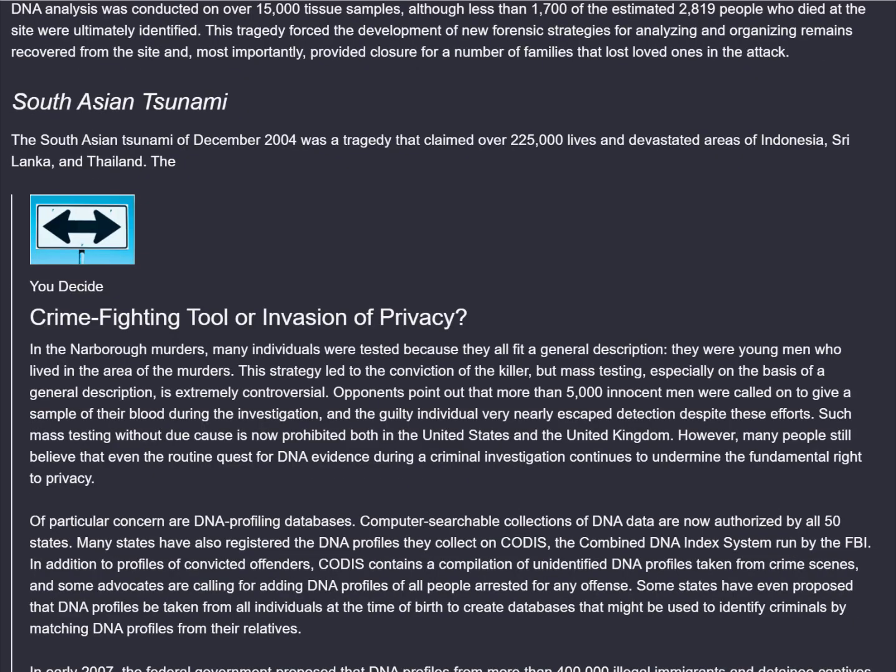DNA analysis was conducted on over 15,000 tissue samples, although less than 1,700 of the estimated 2,819 people who died at the site were ultimately identified. This tragedy forced the development of new forensic strategies for analyzing and organizing remains recovered from the site and, most importantly, provided closure for a number of families that lost loved ones in the attack.